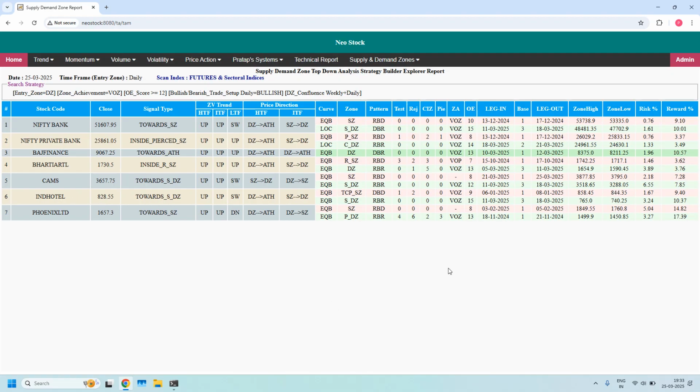In all these 7 stocks, these daily demand zones are overlapped with weekly demand zones. Because they are part of weekly, let us check weekly demand zone having weekly EMA confluence. And also weekly trend is up in all these stocks, ITF trade.